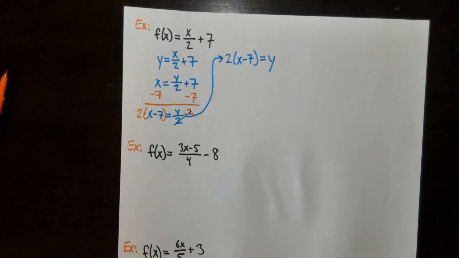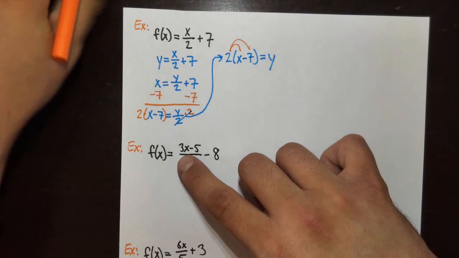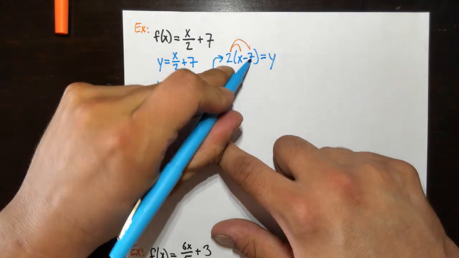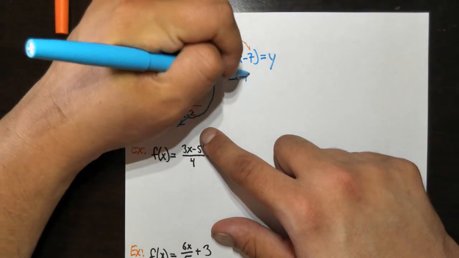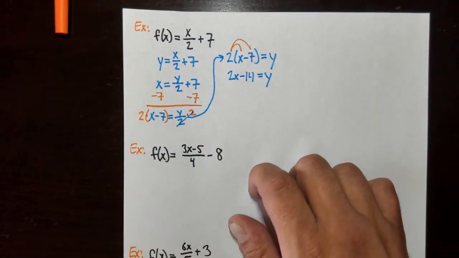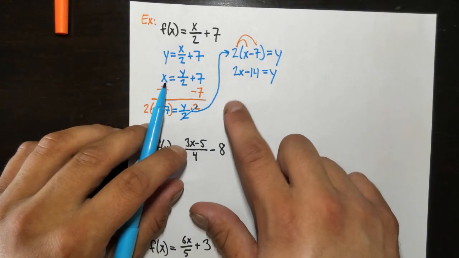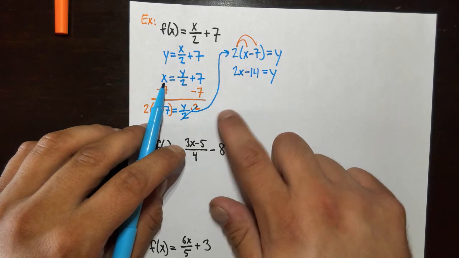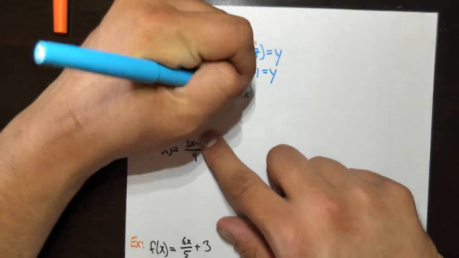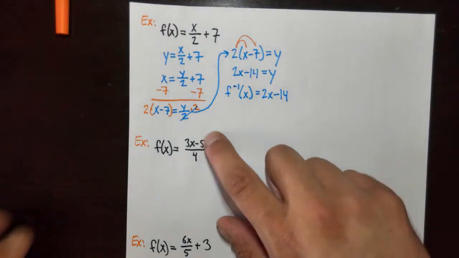And now it's time to simplify here. We want to make this look a little nicer, get rid of the parentheses. So 2 times x is going to be 2x. 2 times negative 7, negative 14, equals y. And then for our last step, we need to turn y into the f inverse of x. And I'm going to flip them again. I like having the f of x, or f inverse of x, on the left side here. So I'm going to write it as f inverse of x is equal to 2x minus 14.